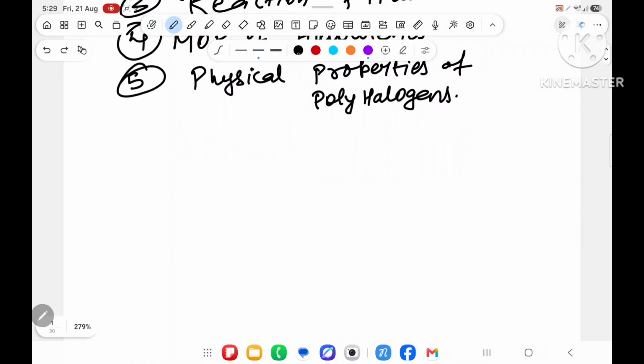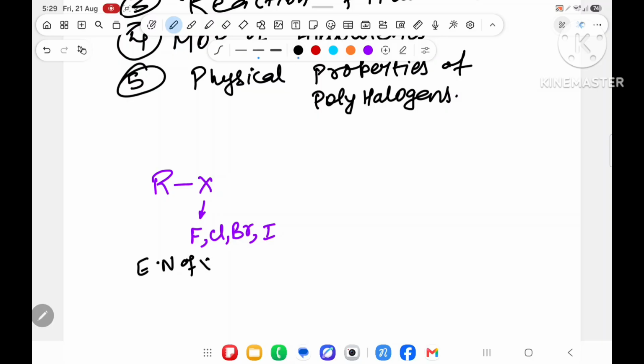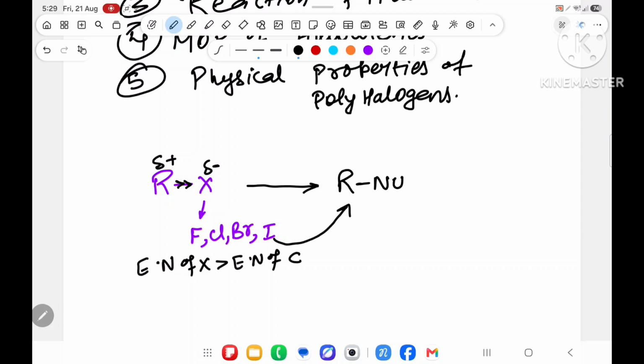Now, in this chapter, basically what happens, do you know? Suppose some RX will be there. This X will be either fluorine, chlorine, bromine or iodine. We know that the electronegativity of fluorine, chlorine, bromine, iodine is more. The electronegativity of X is more than the electronegativity of carbon present in the R. Because of that, carbon will get partial positive and X will get partial negative, because an electronegative element attracts the electron towards itself. After that, some nucleophile will attack over here, and this will convert into RNu.